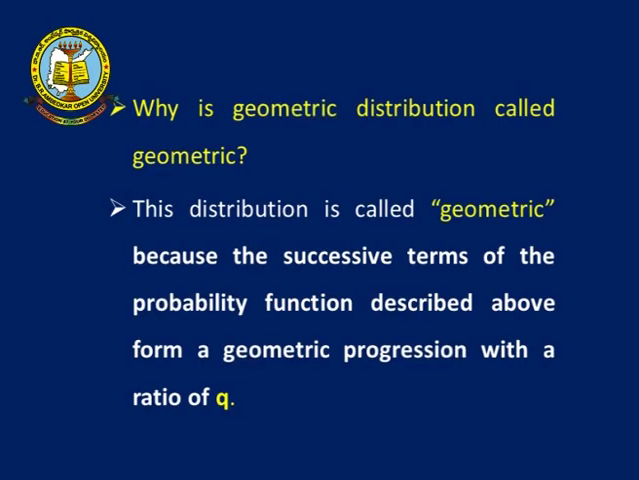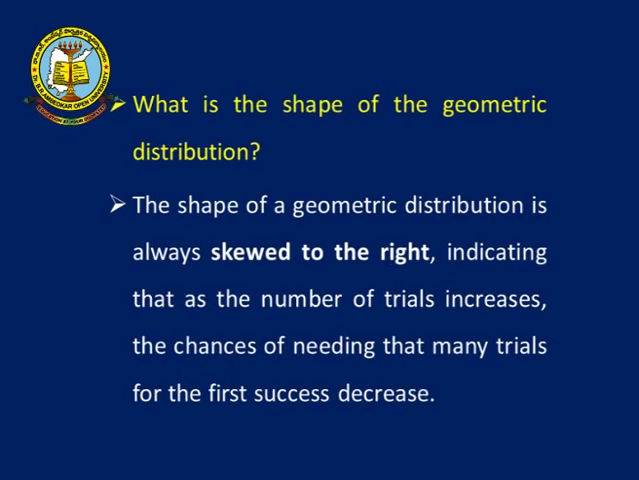Why is the geometric distribution called geometric? The distribution is called geometric because the successive terms of the probability function described above form a geometric progression with a ratio q. What is the shape of the geometric distribution? The shape is always skewed to the right, indicating that as the number of trials increases, the number of failures increases and the chances of needing that many trials for the first success decrease.